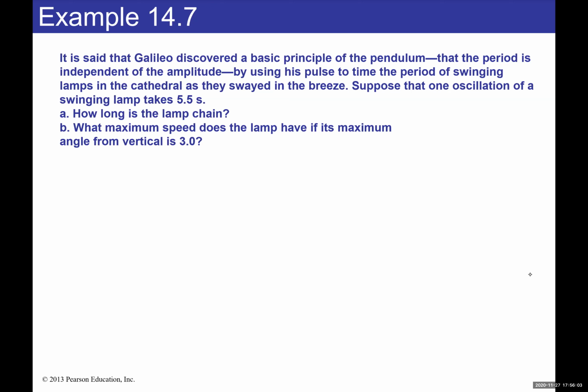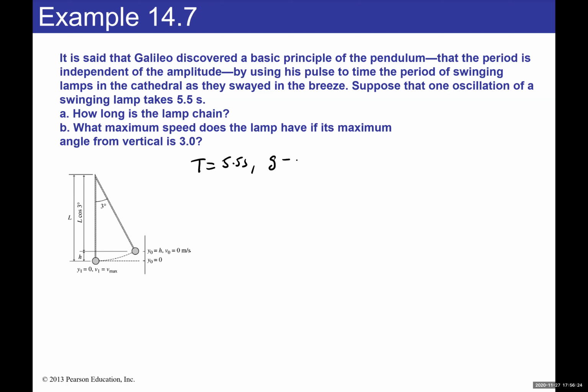All right, so let's look at what we have. I have a picture over here. We can model the swinging lamp as a pendulum like that. And one thing we can do here is, given that the period is 5.5 seconds, this is already enough for me to calculate the length of the string, assuming that g is also 9.8 meters per second squared.